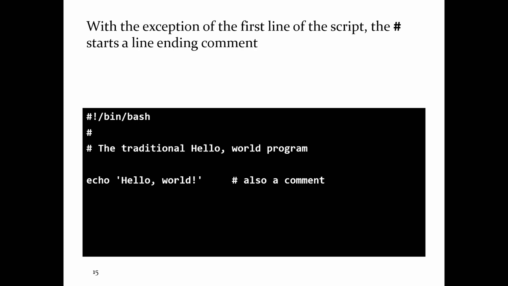Now, with the exception of the first line of the script, as soon as you write the hashtag or pound character, that starts a comment. That starts the line of a comment. The comments are similar to Python and Java comments, the line-ending comment. So you can also write a comment at the end of a line, and that terminates the line. Comments are just ignored by the bash interpreter.